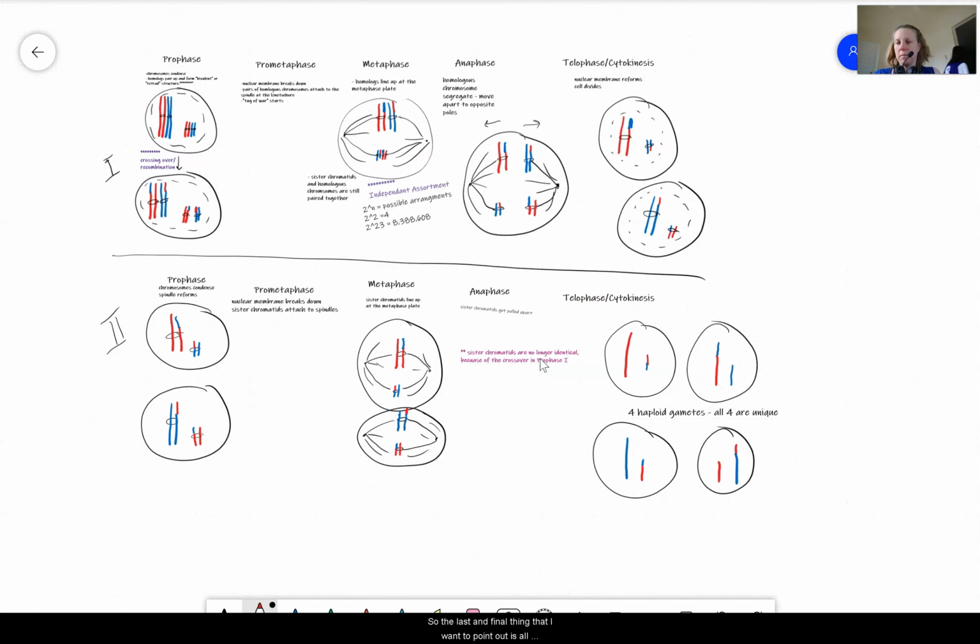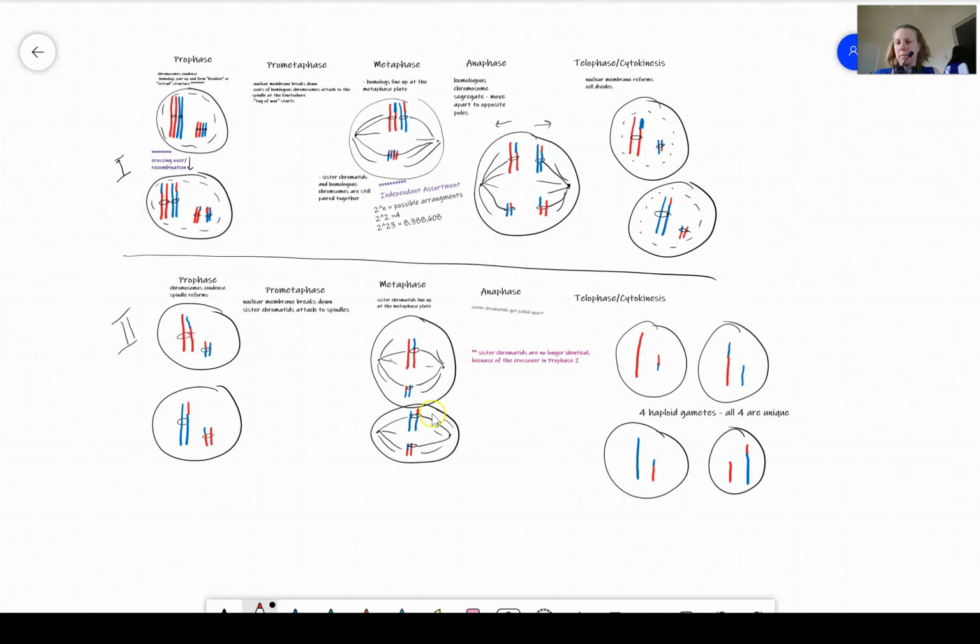So the last and final thing that I want to point out is all the things that help lead to the genetic diversity that we generate through the process of meiosis. So the first one is this crossing over event.